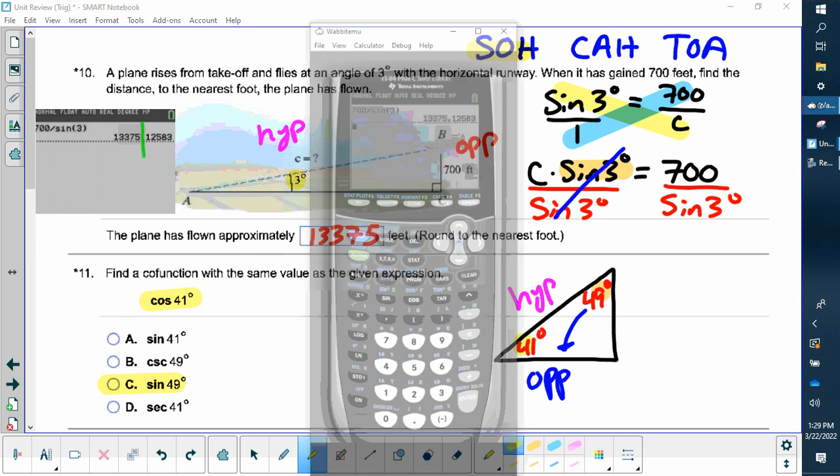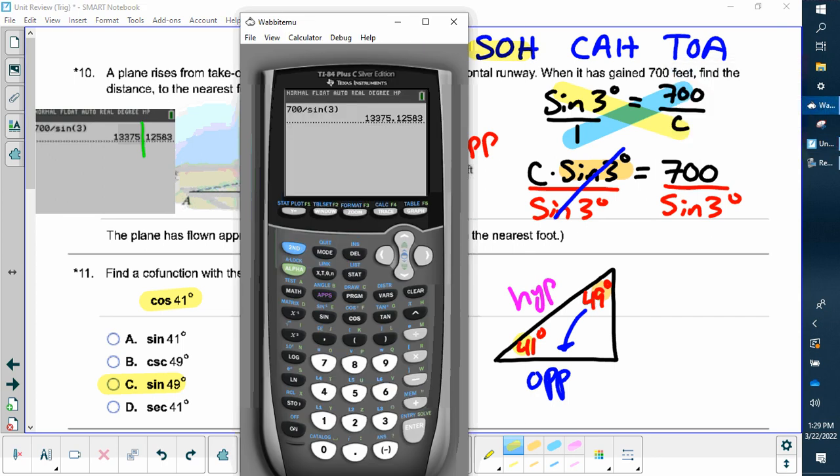There's a quick, easy way to check that. So we have a calculator here. Let's check. The cosine of 41 happens to be that decimal, which represents a ratio. The sine of 49 gives me the exact same answer.